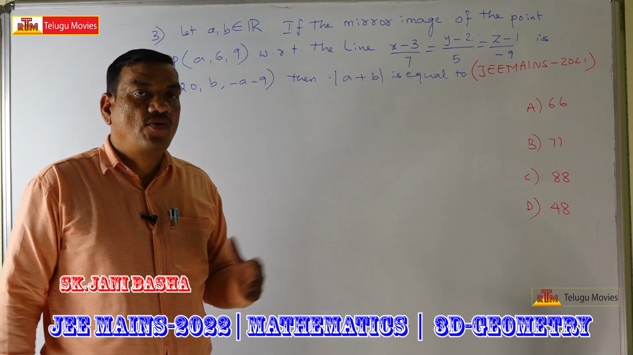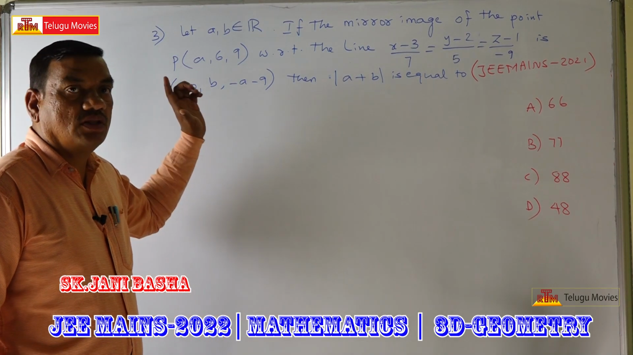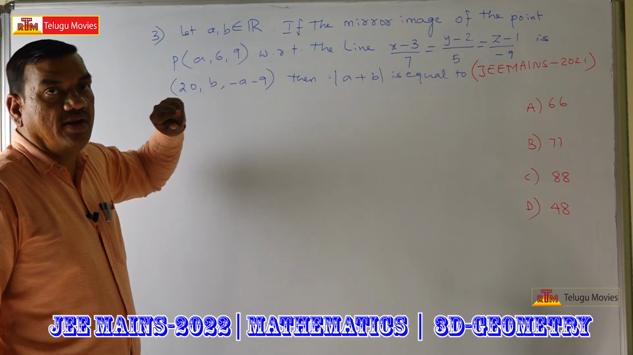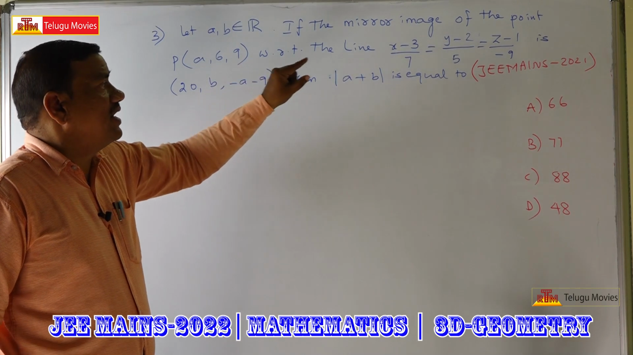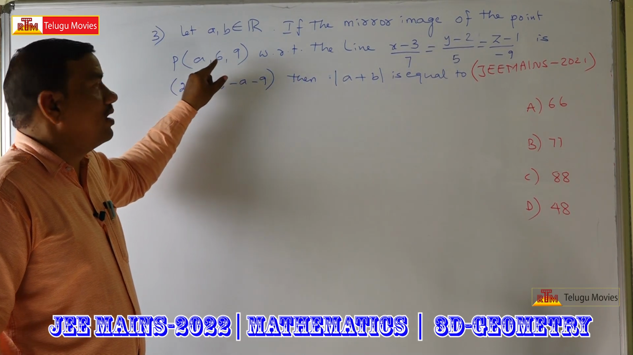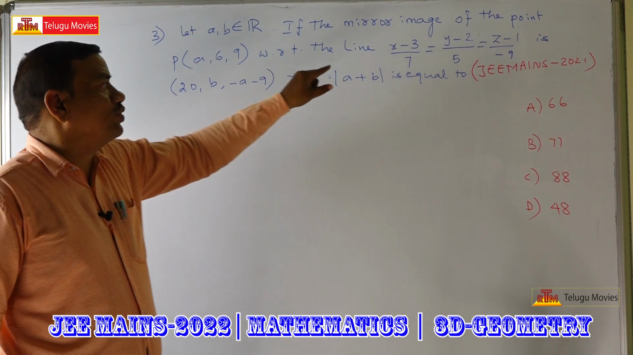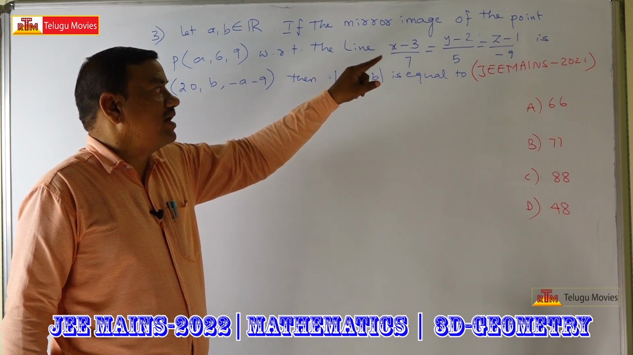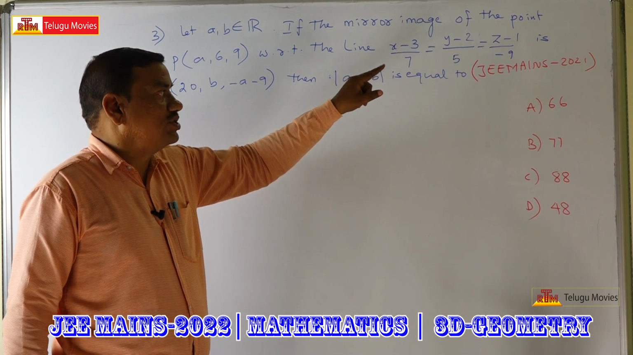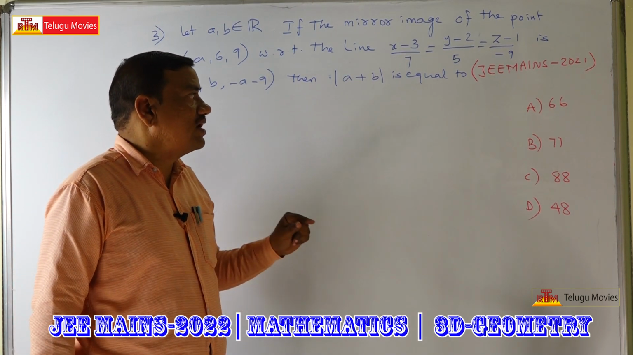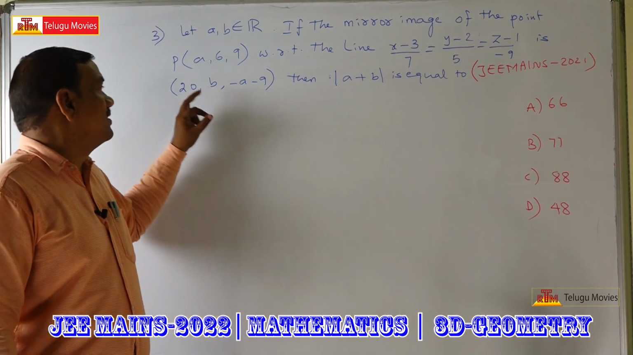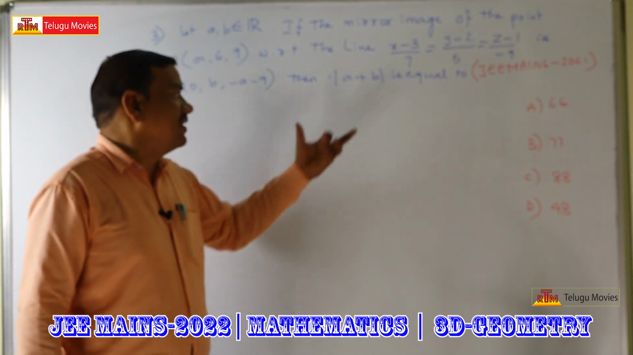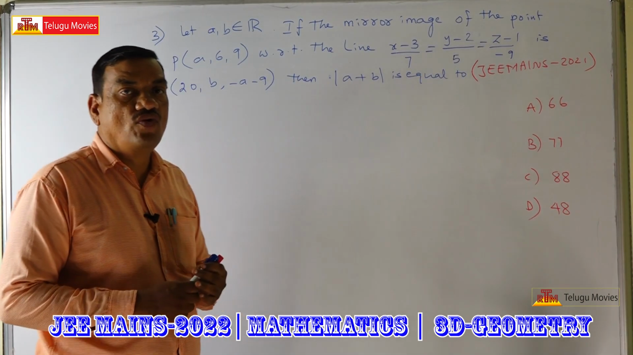Dear students, welcome to the third problem. The third problem is: let a, b belong to real numbers. If the mirror image of the point a, 6, 9 with respect to the line (x minus 3) upon 7 is equal to (y minus 2) upon 5 is equal to (z minus 1) upon minus 9 is 20, b, minus a minus 9, then find the value of modulus of a plus b.